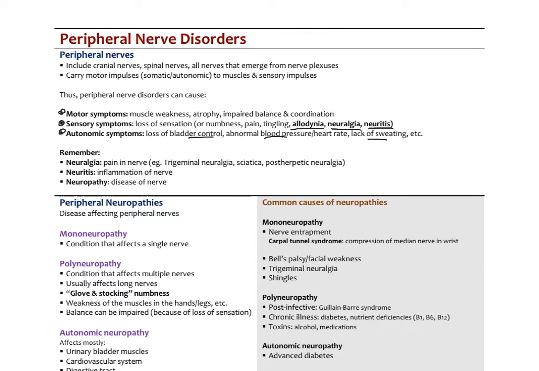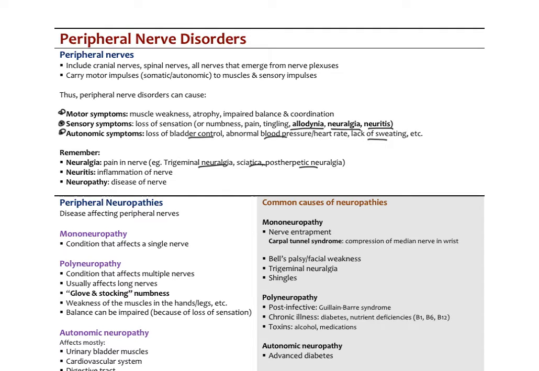So again, by definition, neuralgia is pain in the nerve. So like trigeminal neuralgia, sciatica, post-herpetic neuralgia. Neuritis means actual inflammation of the nerve. And a neuritis and neuralgia might actually go together, but by definition, the nerve would have to be inflamed in neuritis. And then neuropathy is a disease of the nerve itself.